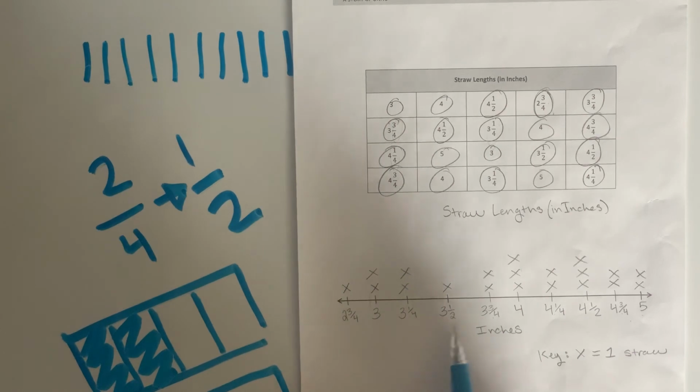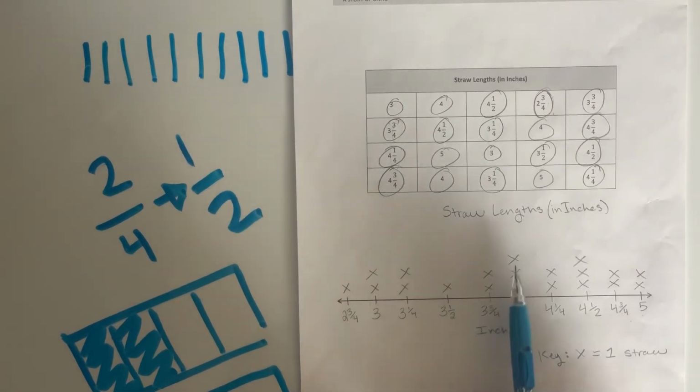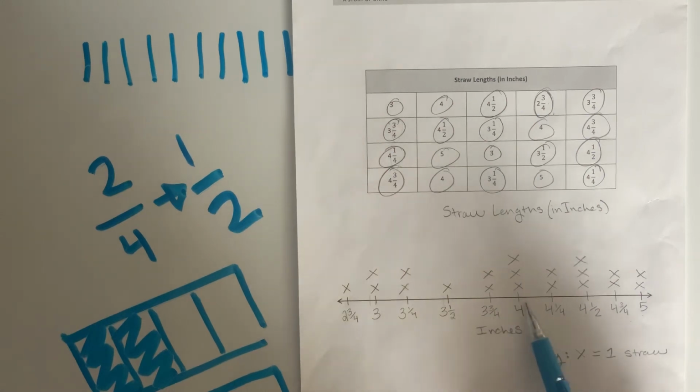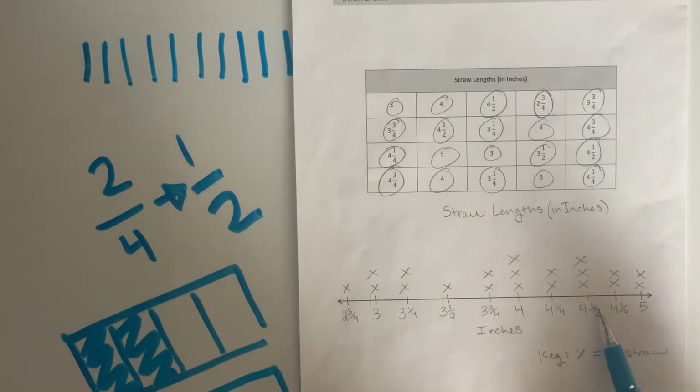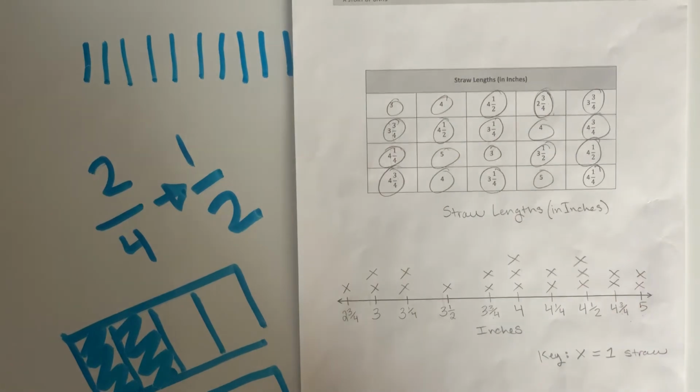than 3.5 inches. And last but not least, which measurements happened most frequently? So which one of these occurred the most? Go ahead, pause the video and find out now. So it's really easy to see which ones occurred the most frequently because they're the tallest. And we see that 4 and 4.5 inches are the two most frequent lengths.